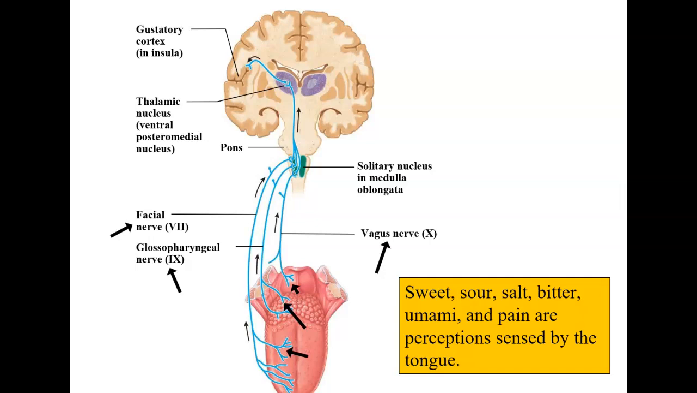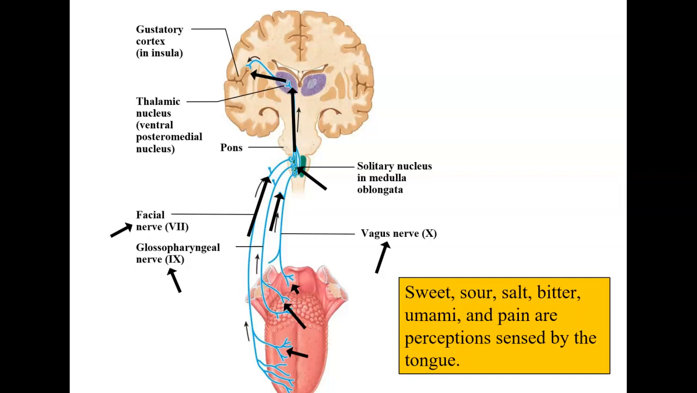So all this information is going to be sent up to the brain. So it's going to reach the medulla oblongata. It's then going to move up through and to the thalamus. The thalamus will then send that information over to the insular lobe or insula, and that's where we have our gustatory cortex, which is going to be involved in taste. So that's kind of how it flows through.